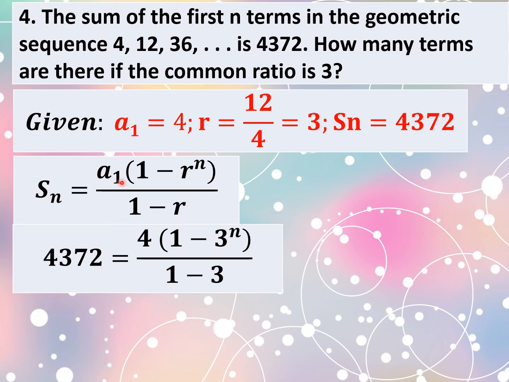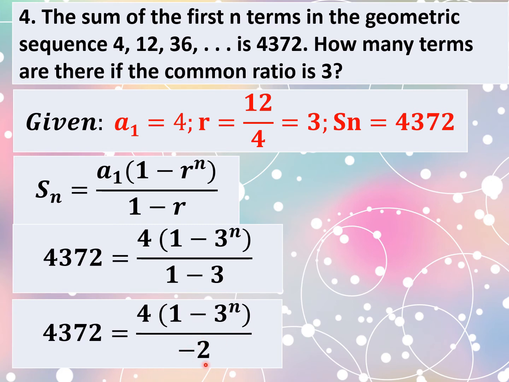Ang value ng a sub 1 ay 4. Ang value ng r ay 3. And then, since wala tayong n, stay lang siya dyan. And then, dito, yung r ulit sa denominator, which is 3. And then, simplify 1 minus 3, that is equal to negative 2. So, dito, pwede na tayo mag-divide ng negative 2. So, 4 divided by negative 2, that is equal to negative 2.